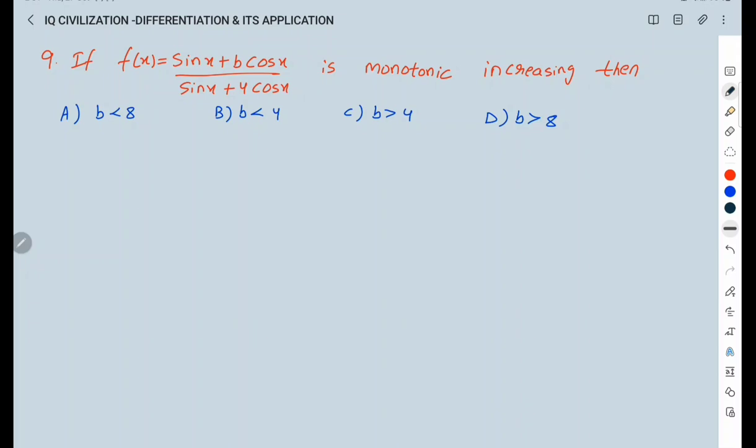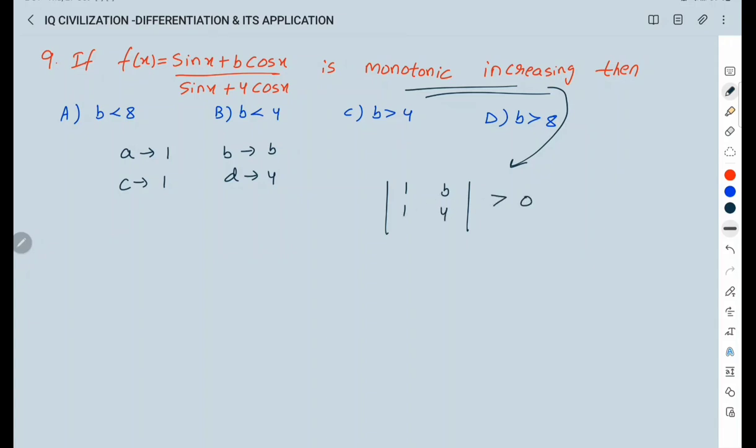See, just like the previous problem, this is also a previous year question, is monotonically increasing. So here tell me, what is A? 1. What is B? B only. What is C? 1. What is D? 4. So since it is increasing, A, B, C, D, we have to find mod should be greater than 0. So AD minus BC greater than 0. So we'll just do reverse, like B minus 4 less than 0, B is less than 4. Okay, easy. Next one.